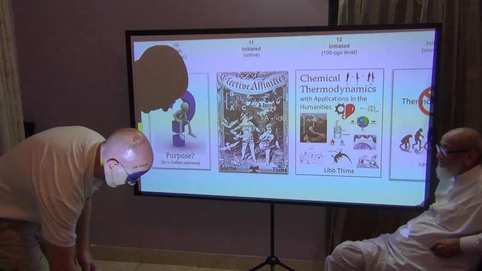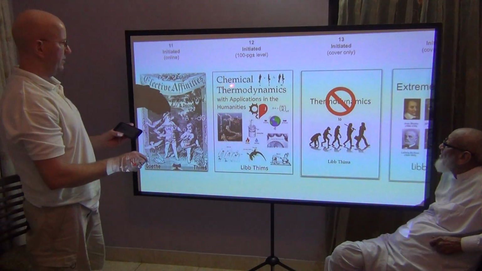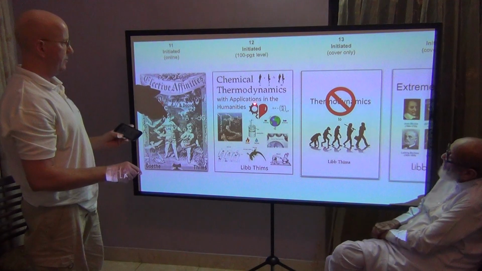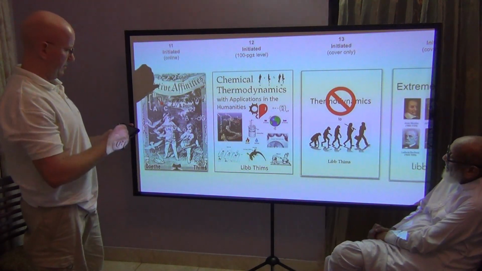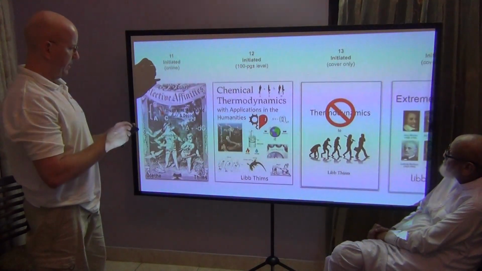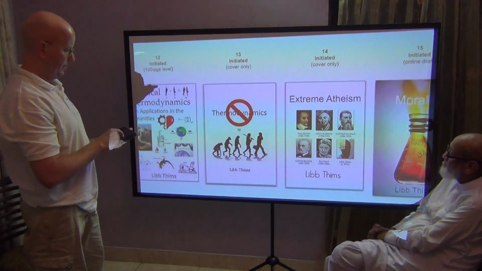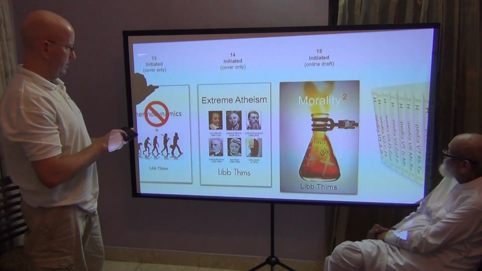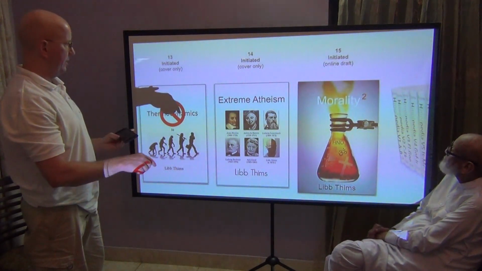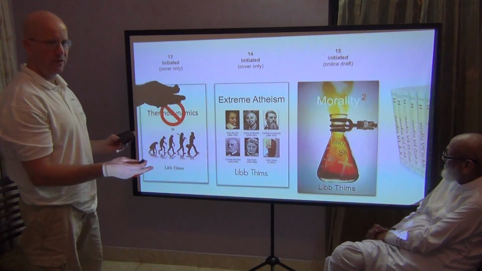And then this one here, Human Chemical Thermodynamics with Applications in the Humanities. I started this in 2013, but it stalled out at the 100-page level. And then Extreme Atheism, this one here, came from my involvement with Mirza Beg in 2014.